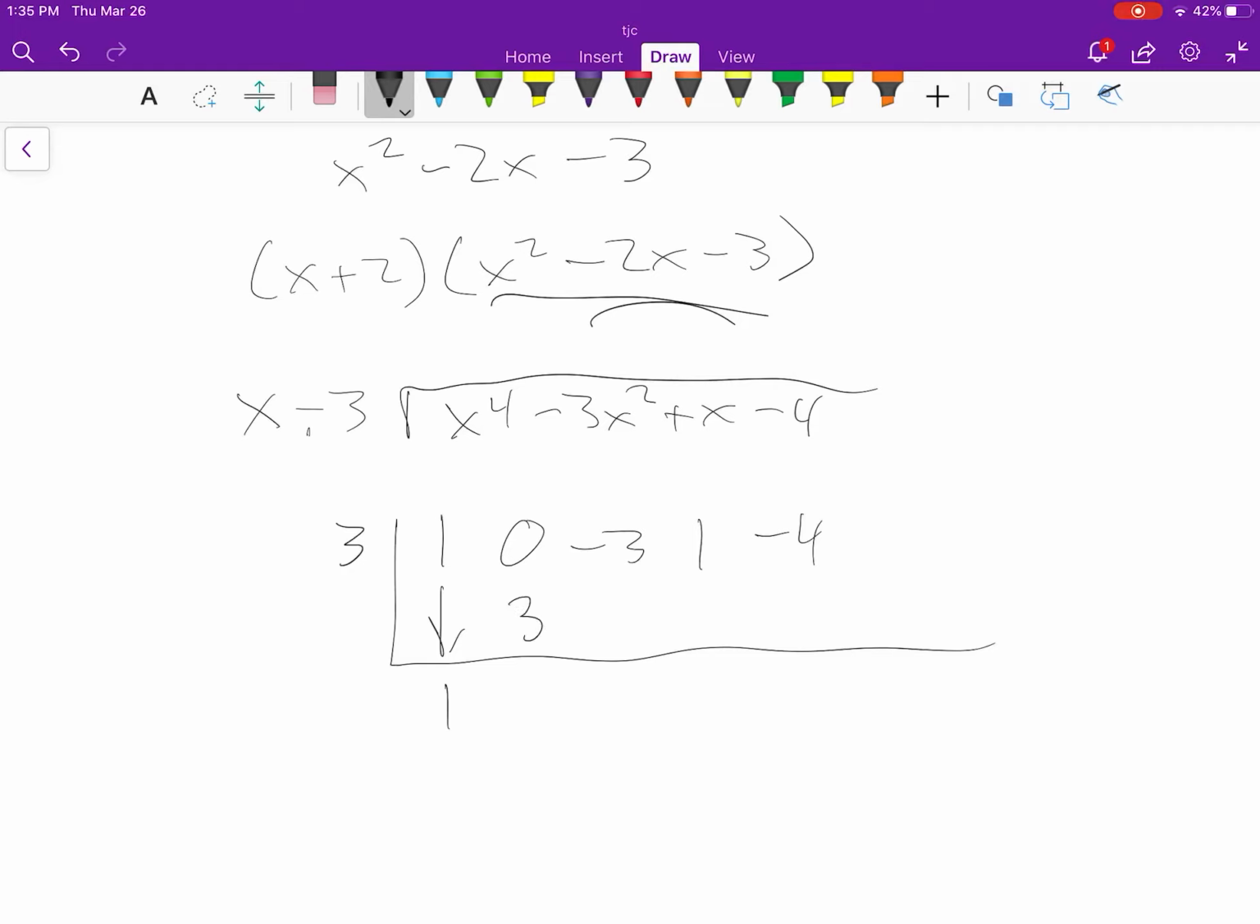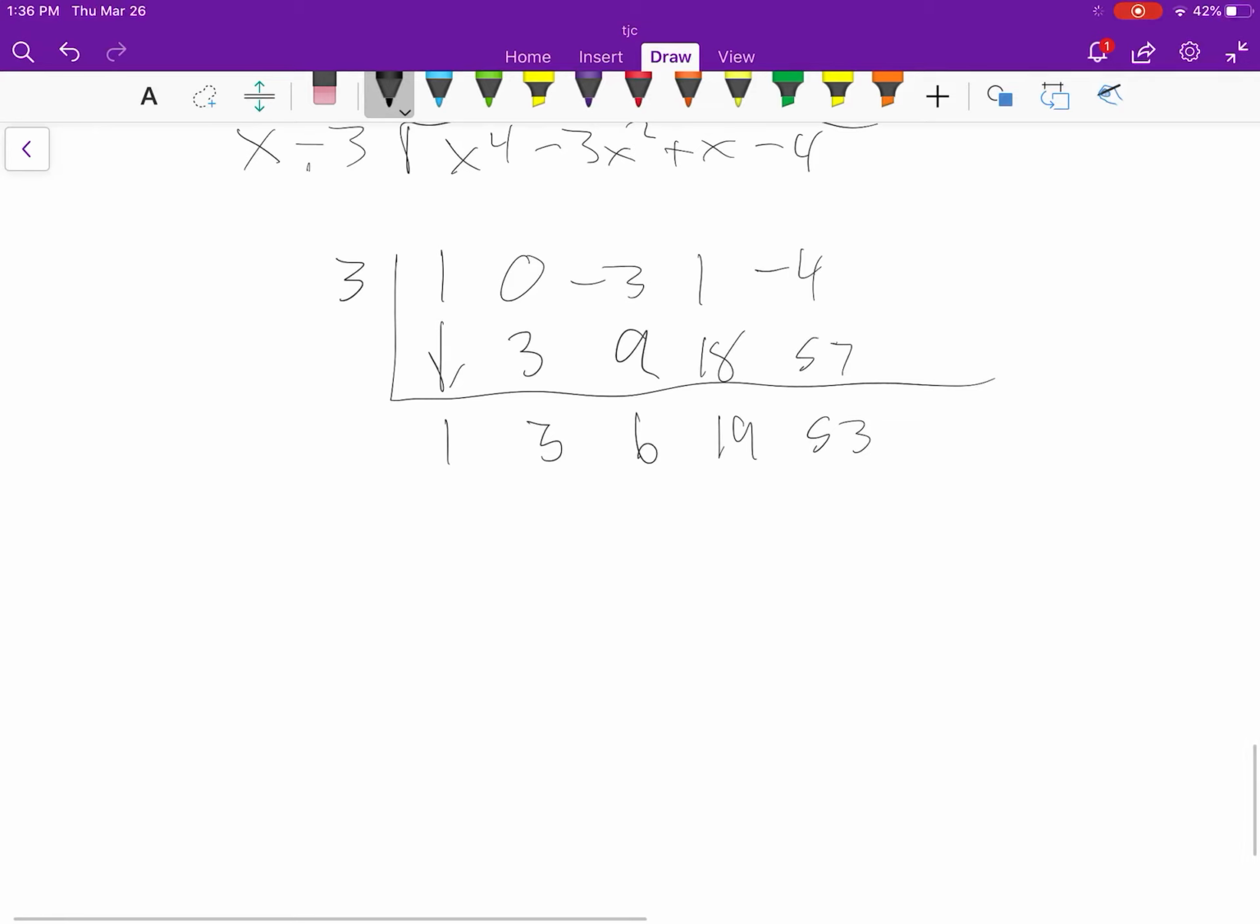3 times 1 is 3. 0 plus 3 is 3. 3 times 3 is 9. -3 plus 9 is 6. 3 times 6 is 18. 1 plus 18 is 19. 3 times 19 is 57. 57 minus 4 is 53.